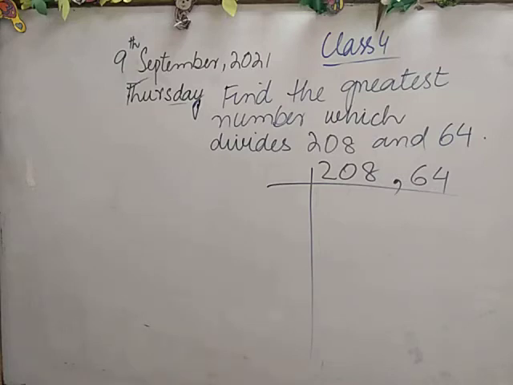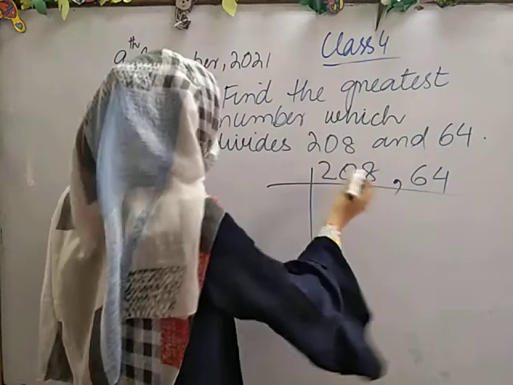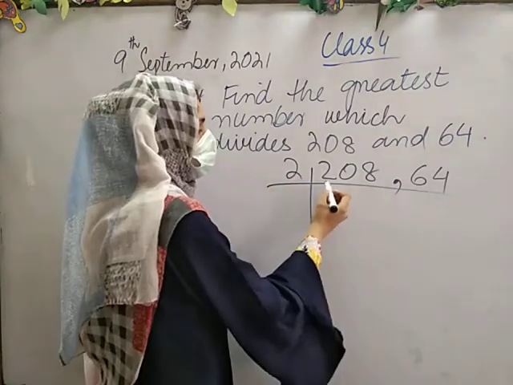Fine, class? Now, we will apply one by one the divisibility rule on this question. First number is 208 and the next is 64. We have discussed the divisibility rule for number 2: if the unit place ends with 8, 4, 6, 2 or 0, we will simply say the given number is divisible by 2. Very good. We will simply divide it by 2.